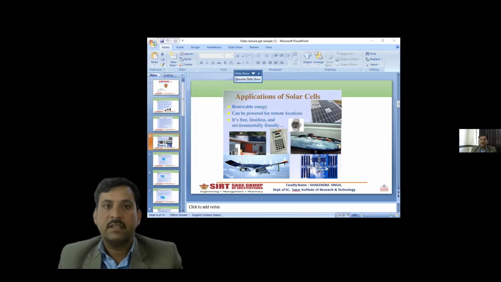Applications of solar cell. Renewable energy can be used to power remote locations. It's free, limitless, and environmentally friendly.